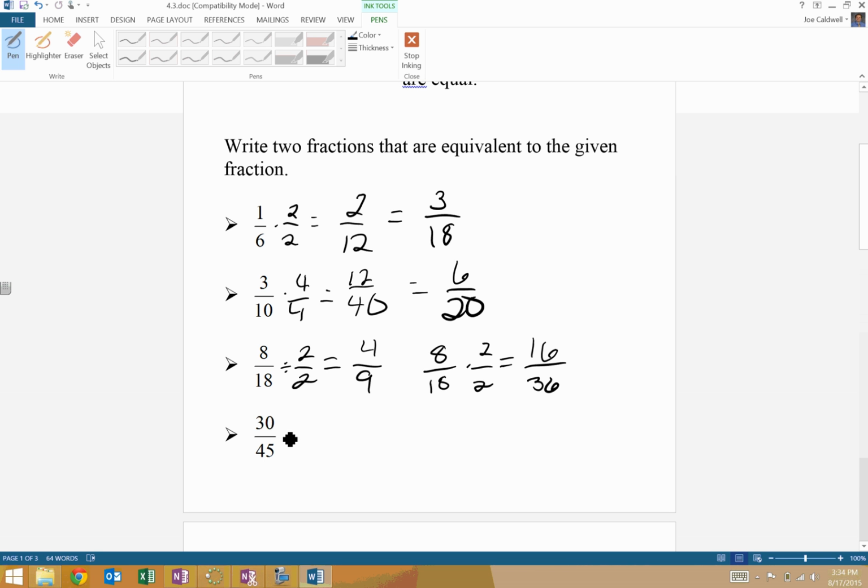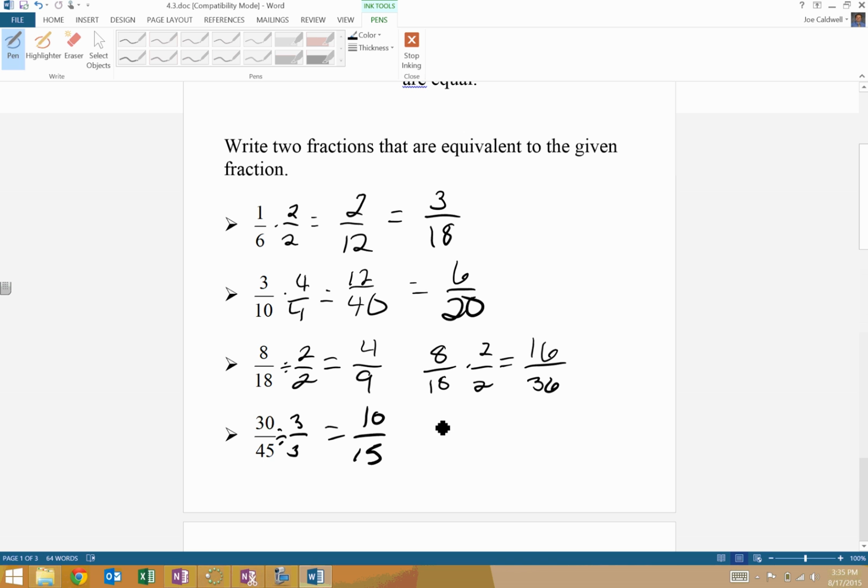We could divide 30 by, let's say, 6 on top and bottom. And that would give you 5. I'm sorry, not 6. We could divide it by 3 on top and bottom. And that would give us 10 and 15. Notice I could keep going. There is a number that I can take out of 10 and take out of 15. There are still factors they have in common.